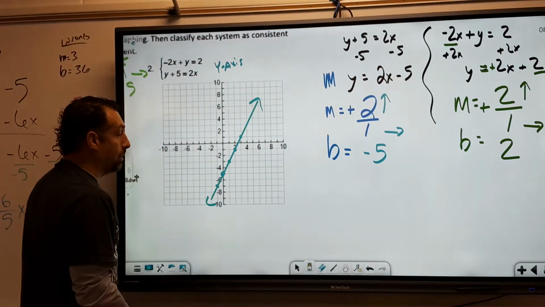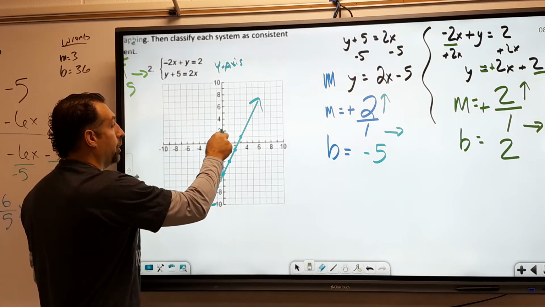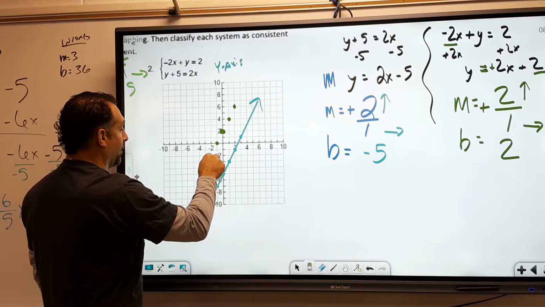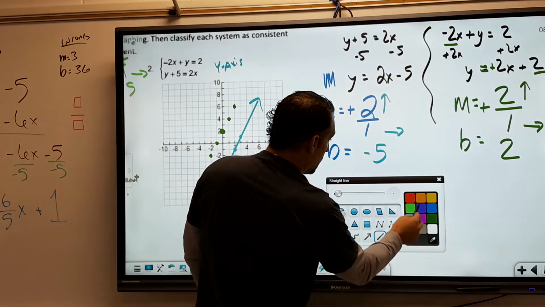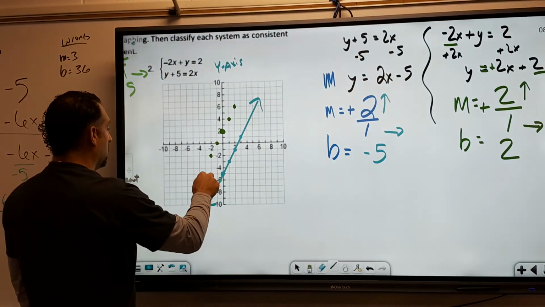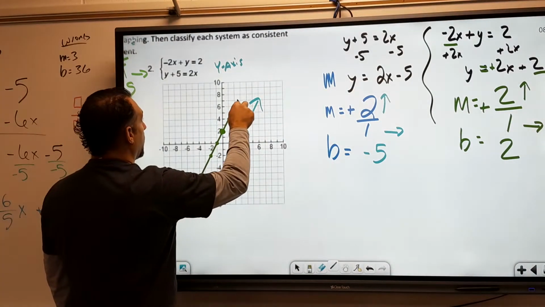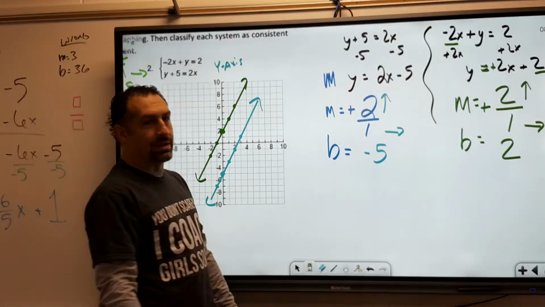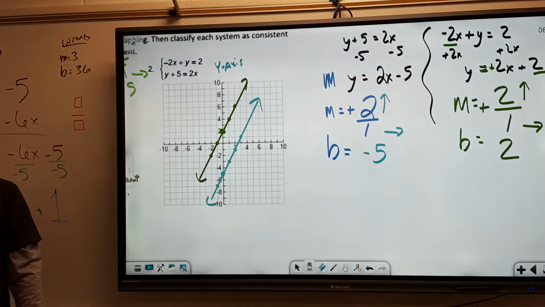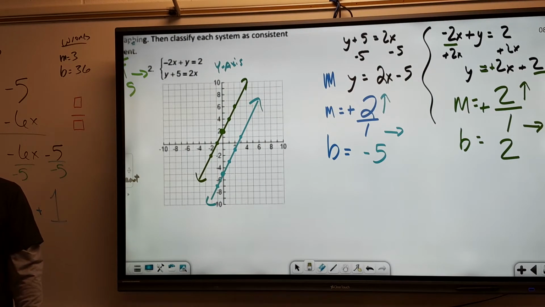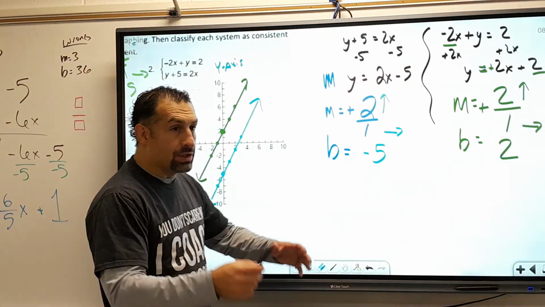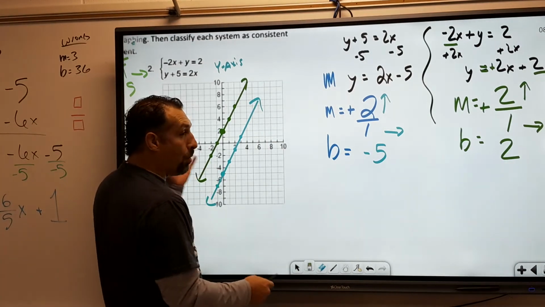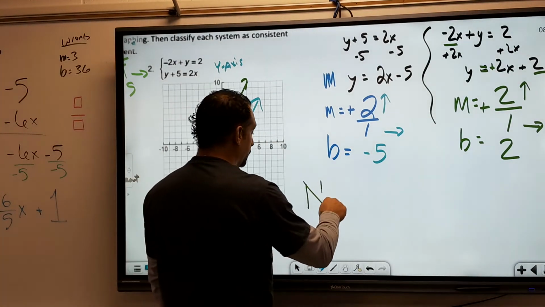Okay, so let's graph this green one. It has a start value of 2. We will go up 2 over 1, and then we're going to graph our line. Take some points here, go through there. All right, got our line. Where's the answer? Nothing. Why not? They're parallel. Solutions to systems are where they cross or where they have a point in common. They have no points in common, so there is no solution.